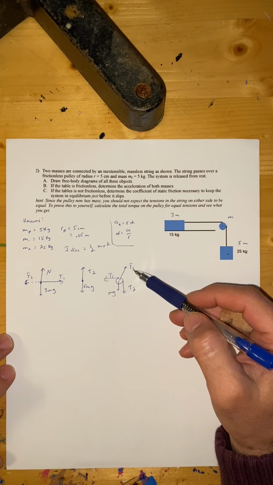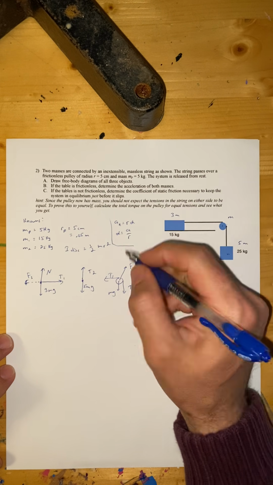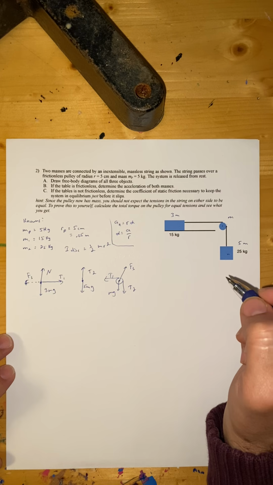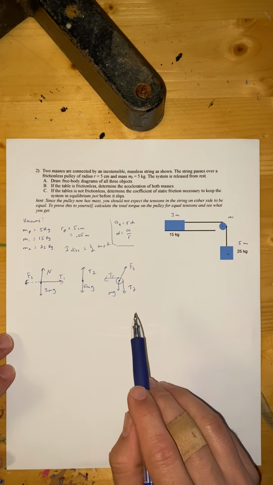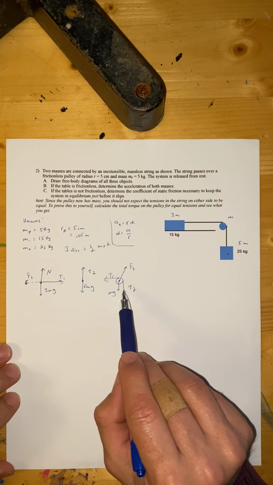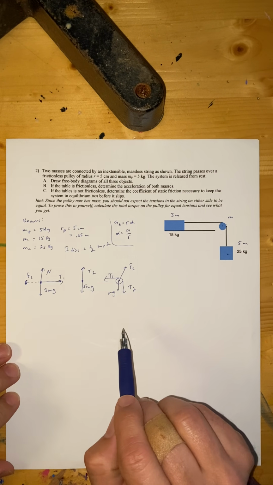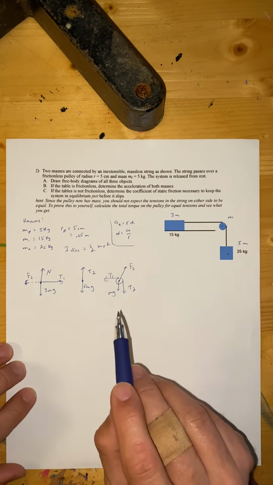But notice the support force and gravity are both applied at the center. And because this is going to be rotating about the center, that's the point about which I'm going to sum the torques. And remember, no force produces a torque about its own point of application. So when I sum the torques, gravity and the support force won't contribute. Only the tensions will contribute.